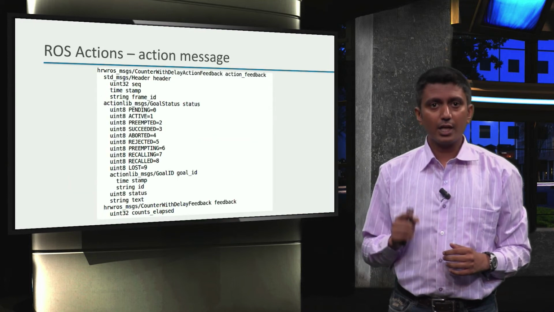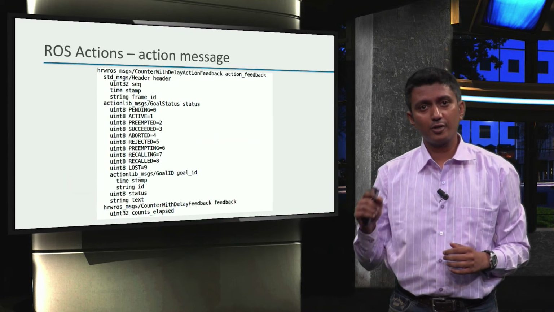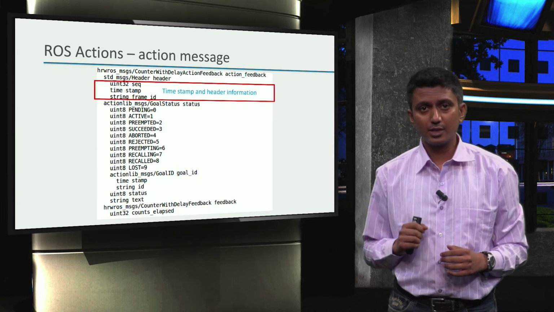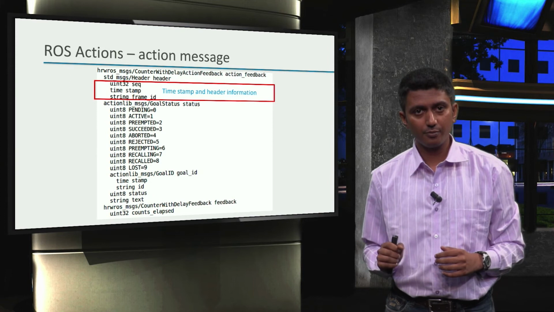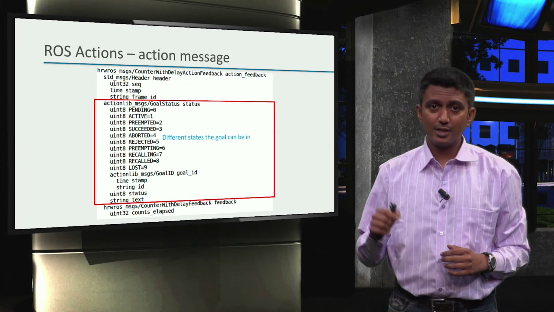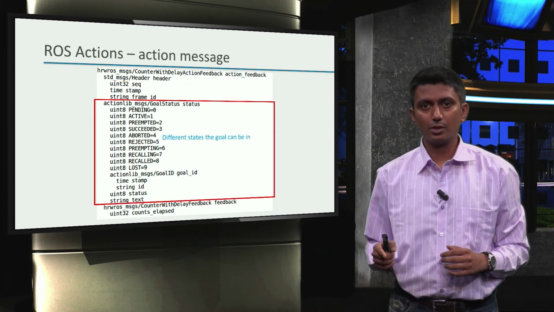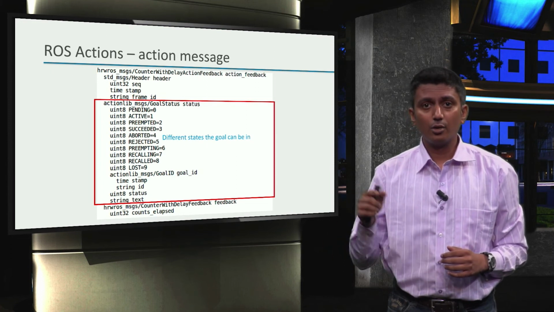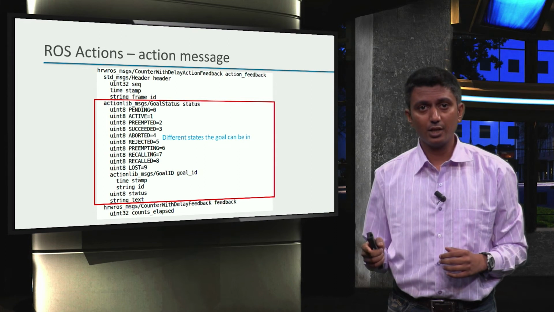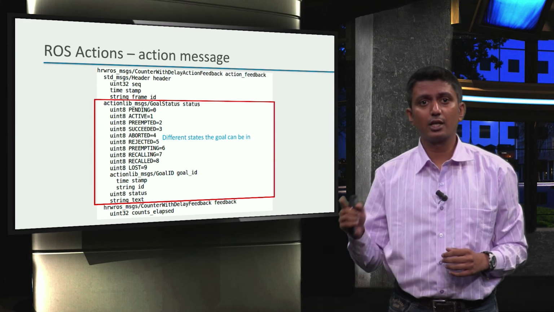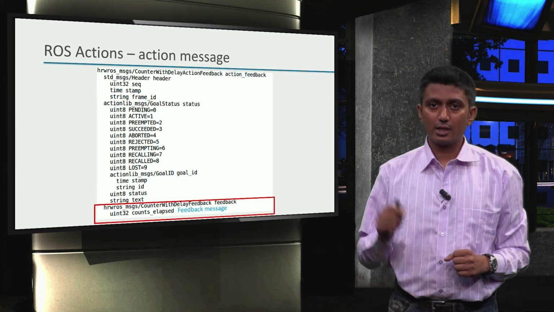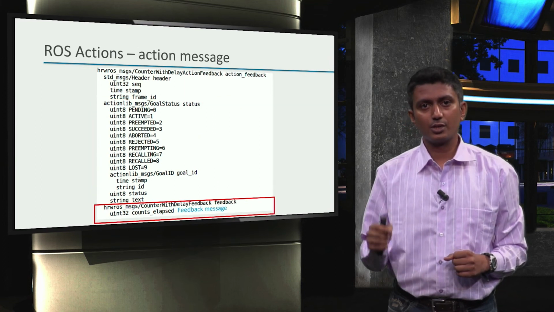Then we have the action underscore feedback message. Here too, we have the timestamp and header information first. And because this is a feedback message to the user as to what is going on in the action server, it also has the goal status field that corresponds to the state that the action goal processing state machine is in. And lastly, the content of the user side feedback message.